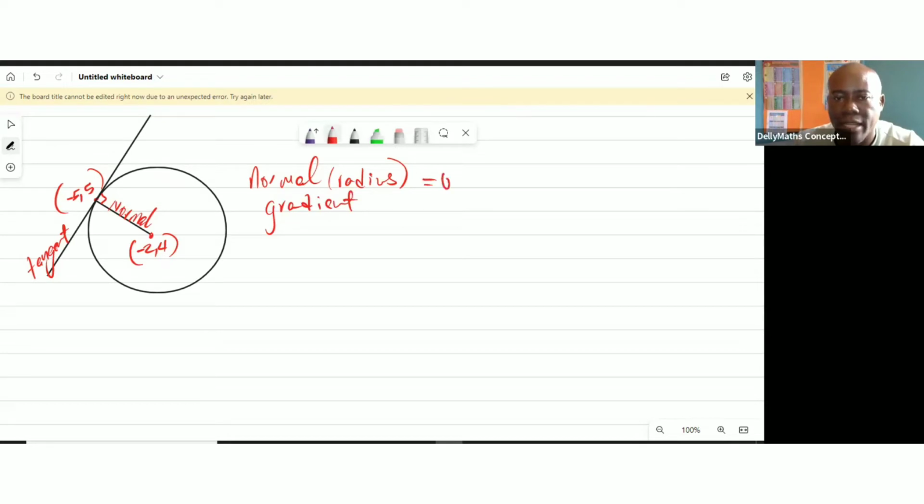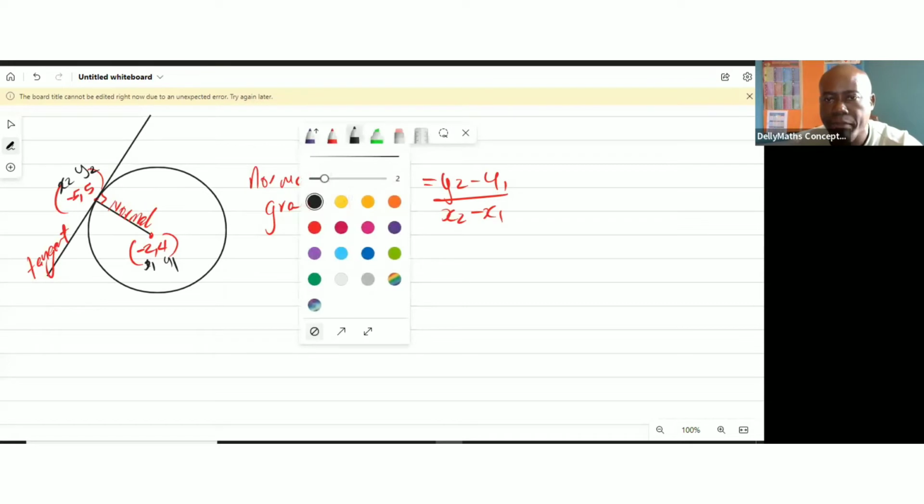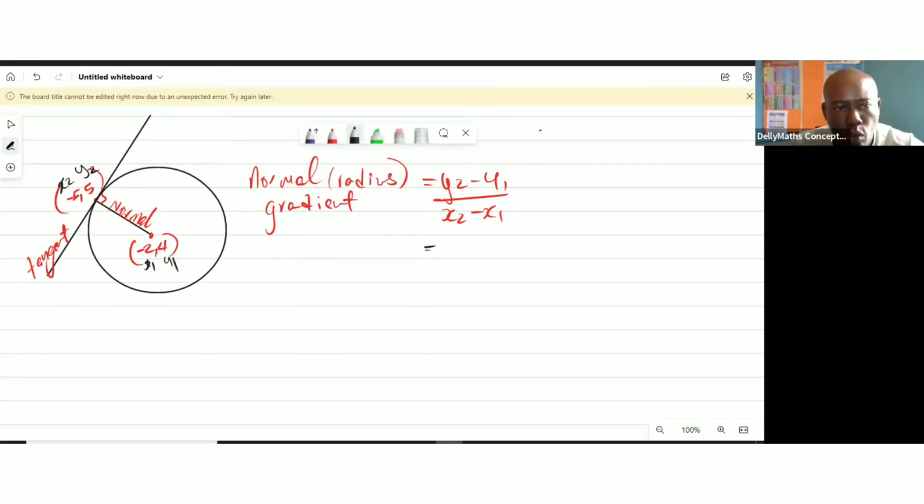And the gradient is classified as y2 minus y1 over x2 minus x1. We can simply label these. We can call this x1, y1. Wherever we have x2, we have y2. So I could label the center and the point of tangency, -5, 5, as x1, y1, x2, y2. And from this, what we're going to do now is a simple substitution. So guess what? y2, which is 5, minus y1, which is 4, that's going to be over x2, which is -5, minus x1, which is -2.